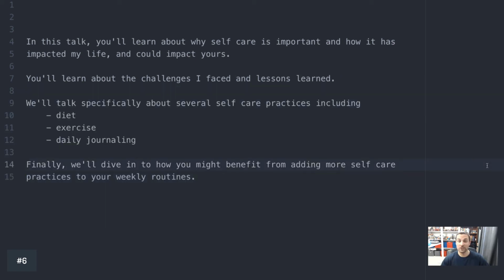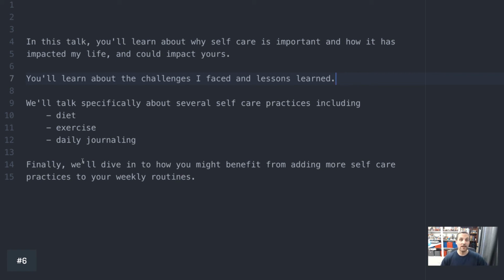So one way I like to do this is by separating these things on their own line or even with bullet points. So again, taking this example we've been working with, I've updated it, and now we can see that I've mentioned that you'll learn about the challenges I faced and lessons learned. So that is now its own takeaway on a separate line. I then mention several specific self-care practices that we'll talk about and list those off with bullet points. So now the reviewer can see specifically that this talk will include some talk about diet, exercise, and daily journaling.